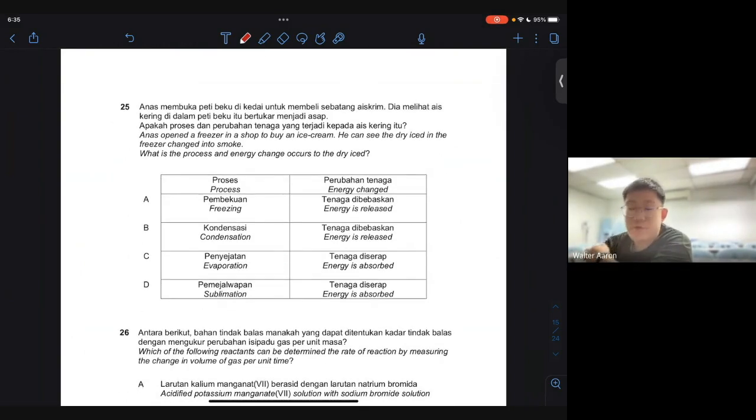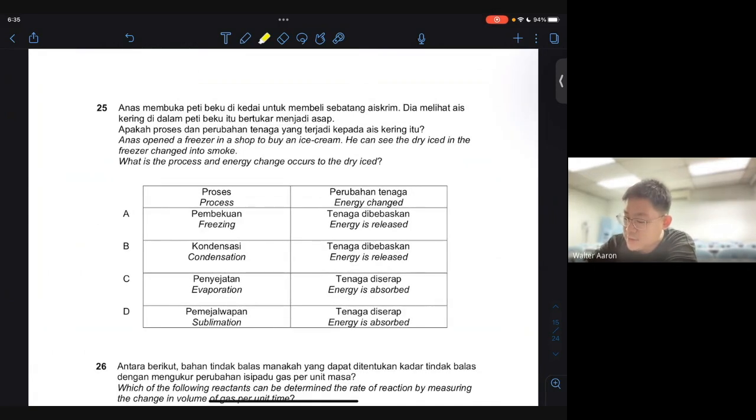25, Anas opened the freezer in the shop to buy an ice cream, you can see the dry ice in the freezer change into smoke. So what's the process and the energy change across the dry ice? I would say the process here will be sublimation, of course, because you see, it says here, dry ice. Dry ice changes directly into smoke, right? So that's not magic, technically, it's just sublimation.